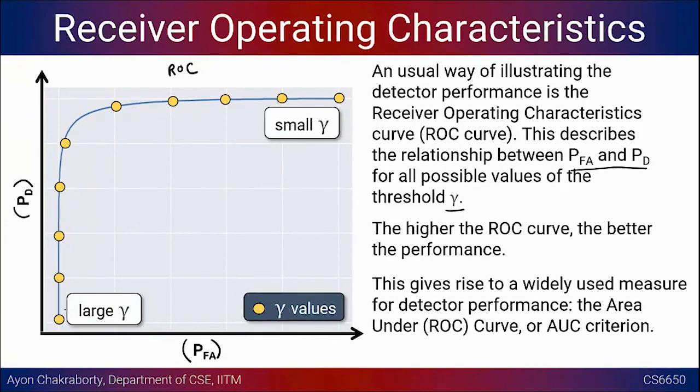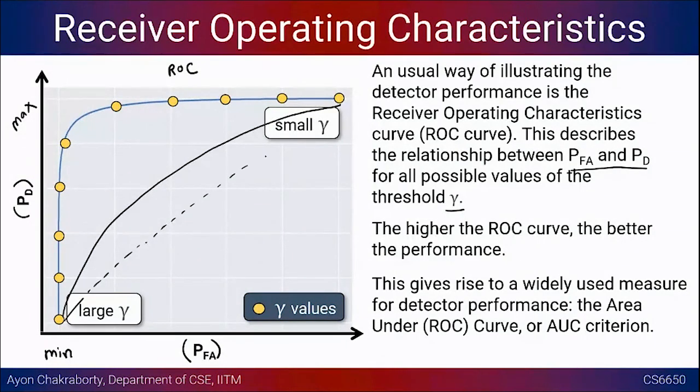So if you have an ROC curve which looks like this, you won't be happy, because you are not getting very high values of PD for a lower value of PFA. I want to minimize the value of PFA. I don't want a very high PFA. At the same time, I want to maximize the value of PD. So this is a poorer curve. This is even poorer. It's kind of a random guess.